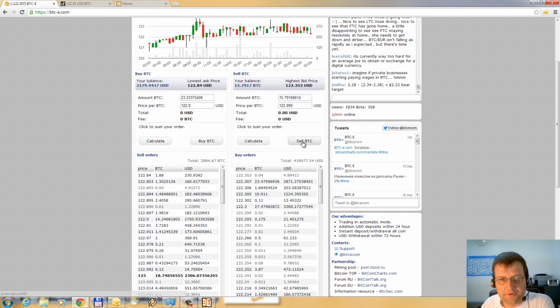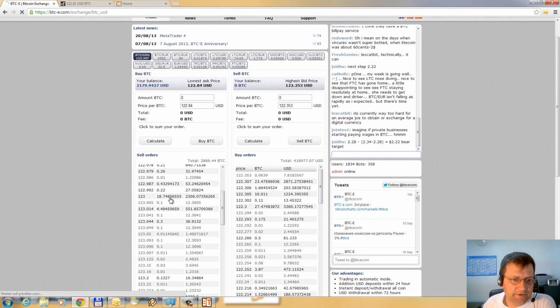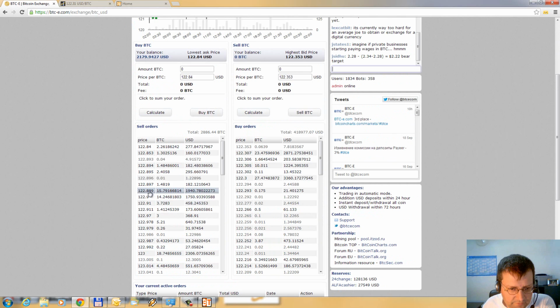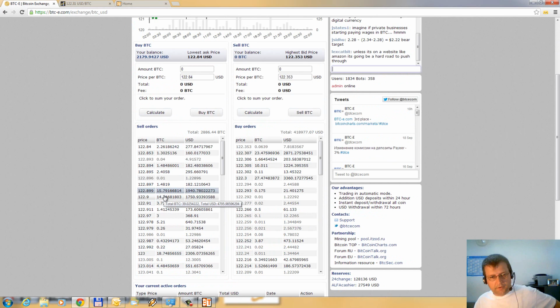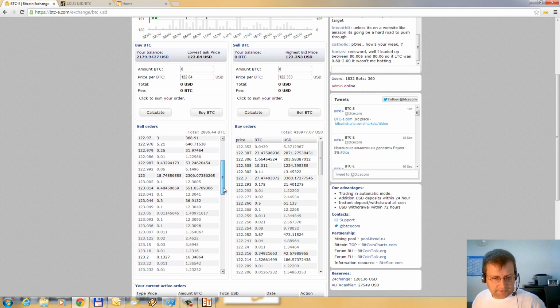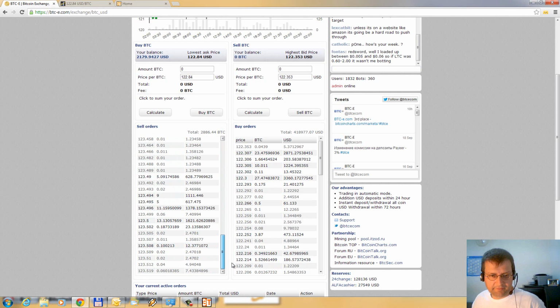So if I hit the sell button, I will create a sell order, and as you can see here, the order is already here, and this should be an ideal level for selling my bitcoins at the moment, because there are some asks here and here, so the price is not very likely to go further above this level, in my opinion.